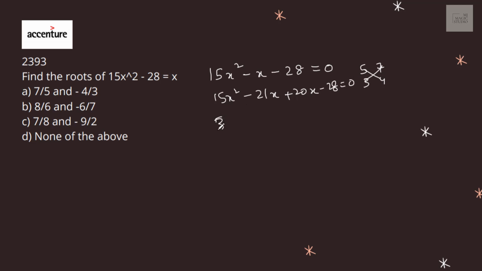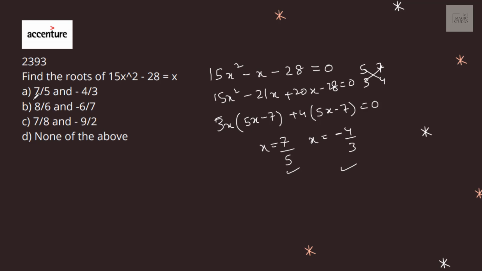Take common 3x, that is 5x minus 7, 4 common, 5x minus 7 is 0. So if 5x minus 7 is 0, x is equals to 7 by 5. And if 3x plus 4 is 0, x is equals to minus 4 by 3. So these are the two roots, and yes, that features in option A.